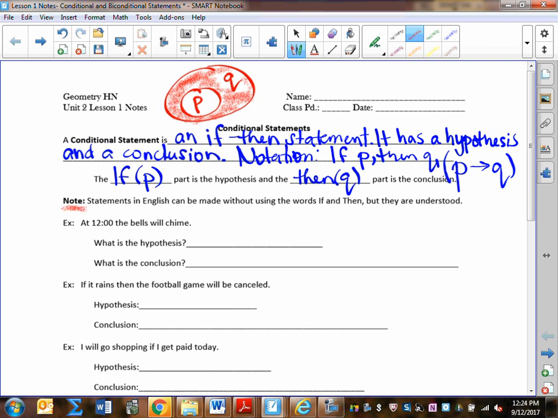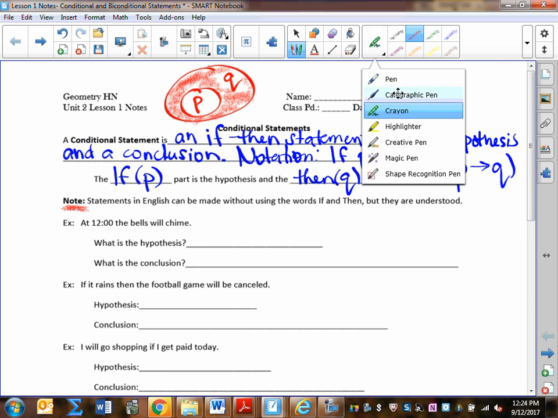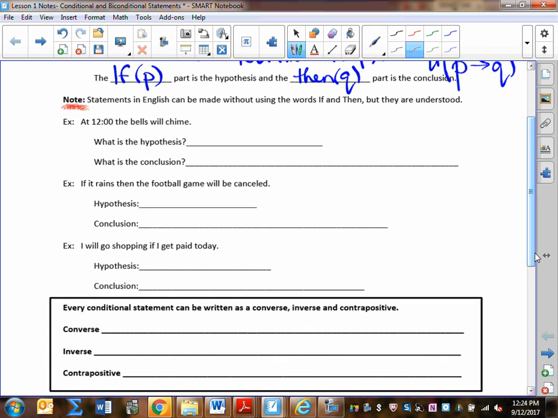So that's this note here. Statements in English can be made without actually using the words if-then, but they are understood. For example, squares are rectangles. If it is a square, then it is a rectangle. Let's take a look at these 3 examples here. This middle one has that nice if-then format. If it rains, then the football game will be canceled. But if we look at this first one, at noon, the bells will chime. There's no if-then, but it's assumed within there. How could I rewrite it?